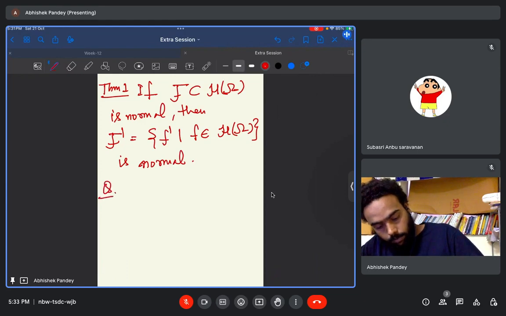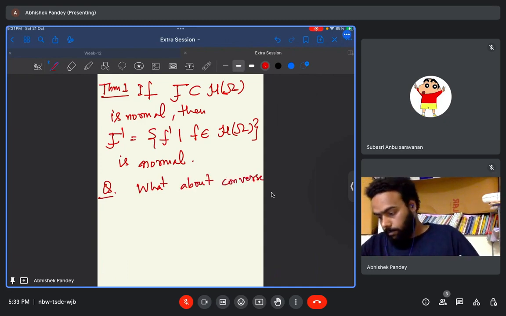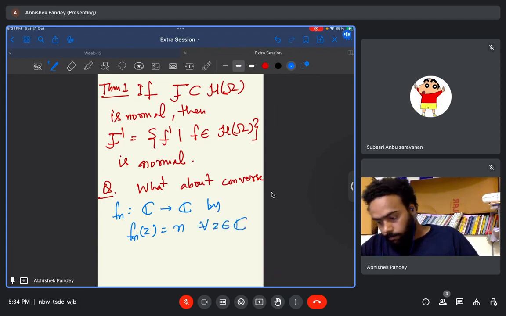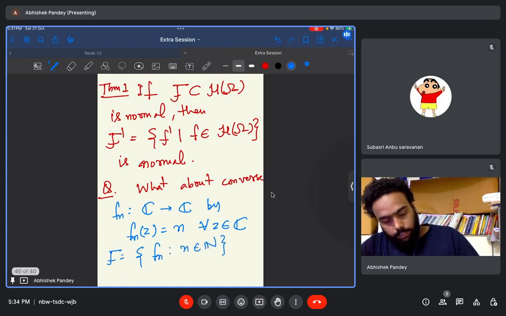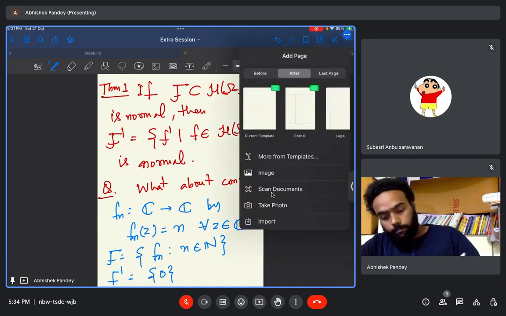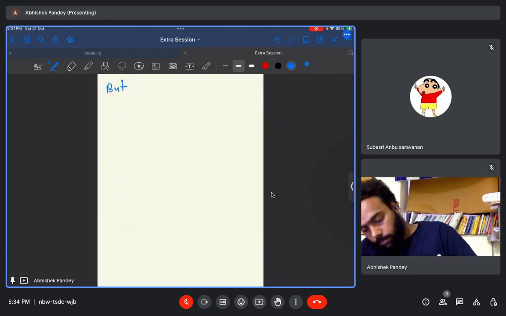Now the question is what about the converse. Okay, see this, if we take f_n such that f_n(z) is basically n for every z belongs to C. Okay, so clearly we can see that your F is, you just take f_n such that n belongs to N. So we can see that F dash is nothing but only the zero function, which is again a normal family, but F is not a normal family. But the converse is true.